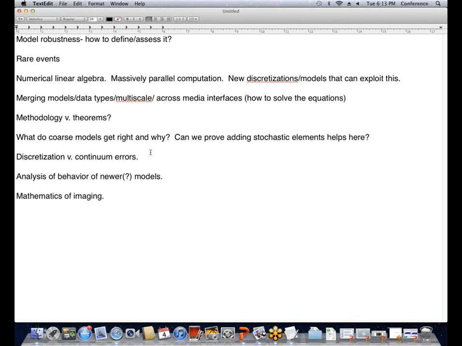I'm hoping there are several people here who are real experts on that topic. We've heard from a couple already, and we'll hear more tomorrow. But maybe that's something we can keep in the back of our heads.